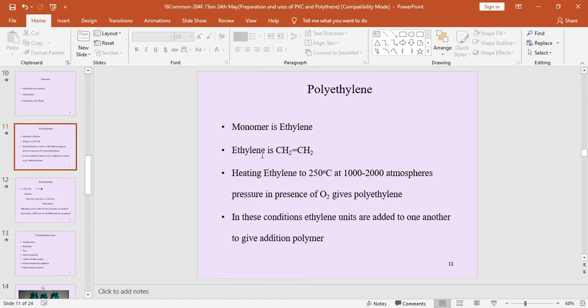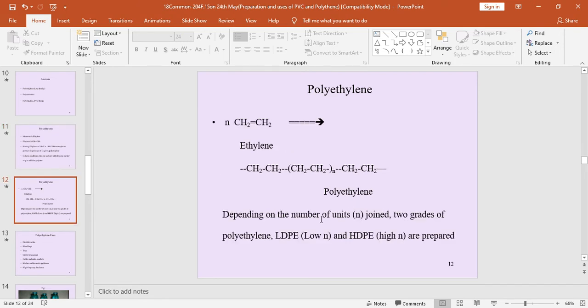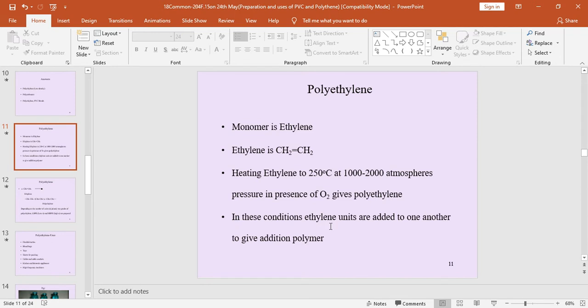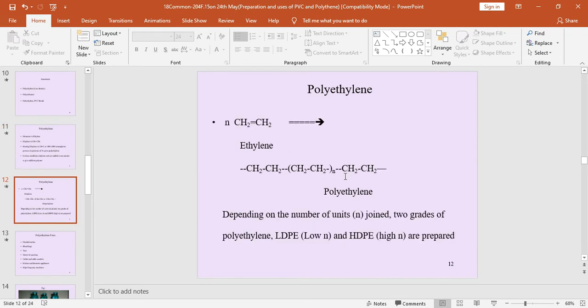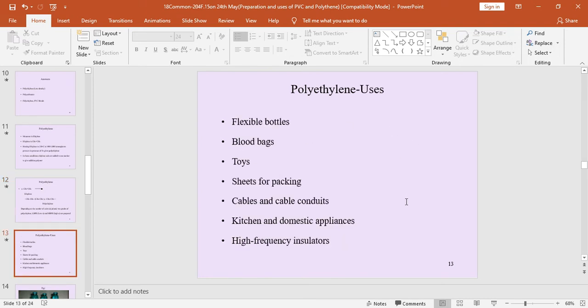See here. In polythene, ethylene is the monomer. Ethylene formula is CH2=CH2. Heating ethylene at 250 degrees centigrade, at a pressure of 1000 to 2000 atmospheres, in the presence of oxygen gives polyethylene. In these conditions, ethylene units are added one to another, giving the polymer. Here I have written the polyethylene chemical reaction and also the discussion.